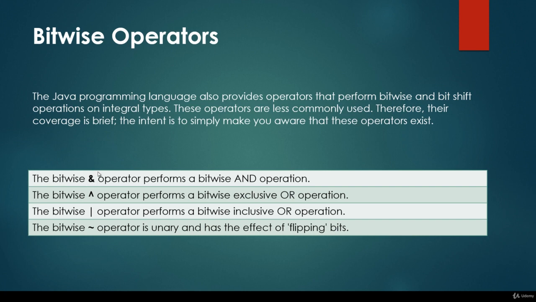Anyway, the ampersand operator is the bitwise AND operation. This operator is the so-called exclusive OR, XOR, logical operation. This operator performs a bitwise inclusive OR operation, and the last operator can flip the bits of the given sequence. So this is how we can use these operators as far as bitwise operations are concerned.